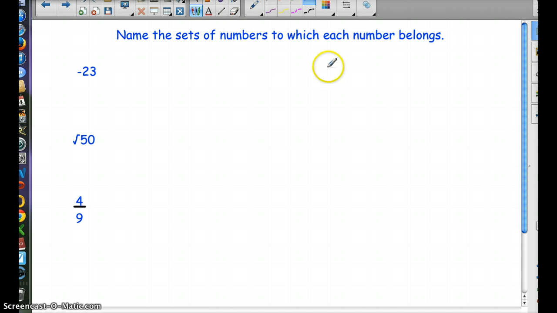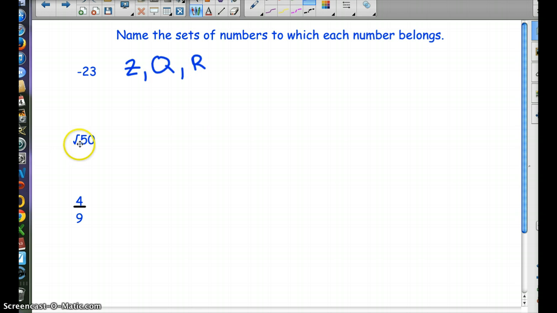Name the sets of numbers to which each number belongs. Let's look at negative 23. What is negative 23 a part of? Well, we know it is an integer, so I'm going to put a Z for integer. Since it's an integer, that means it's also going to be a rational number. I remember rational is Q because of quotient. And since it's encompassed in the reals, it's going to be a real number.